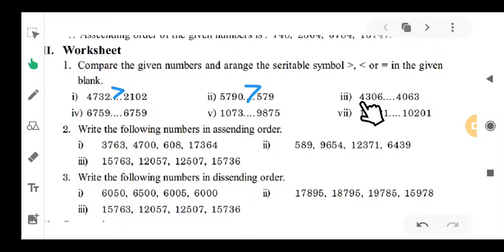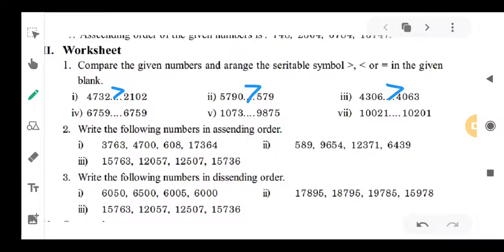So take the thousands place first, this is 4 and this is also 4. So go to the next, the hundreds place. In the hundreds place this is 3 and this is 0. So 0 is less than 3. So this is the bigger number and this is the smaller number. So we have to put a greater than symbol. Always put the open side of the symbol toward the bigger one.